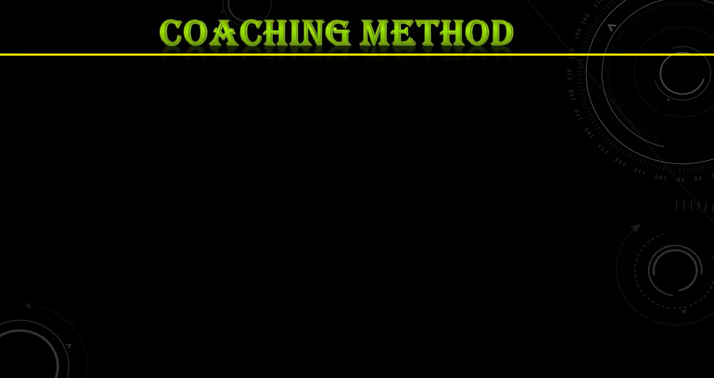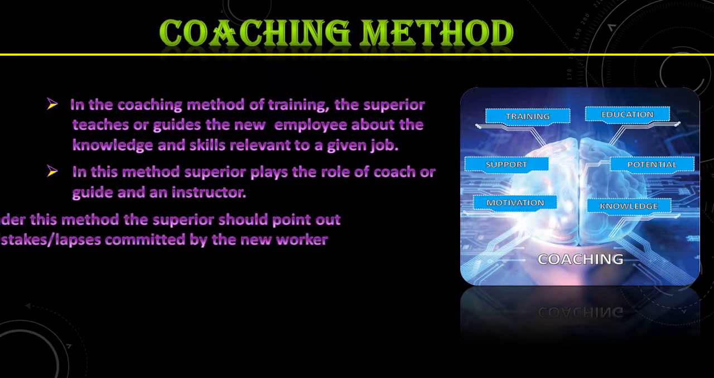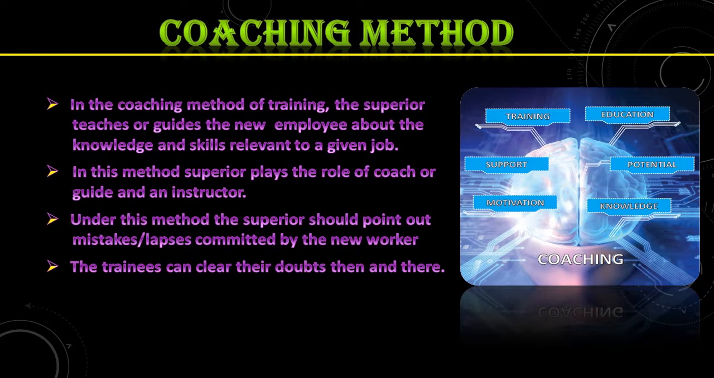First method in on the job training is the coaching method. In the coaching method of training, the superior teaches or guides the new employee about the knowledge and skills relevant to the given job. See here, who is the coacher? The superior. In this method, the superior plays the role of coach or guide and an instructor. Under this method, the superior should point out mistakes committed by the new worker. The trainees can clear all their doubts then and there from their superiors.